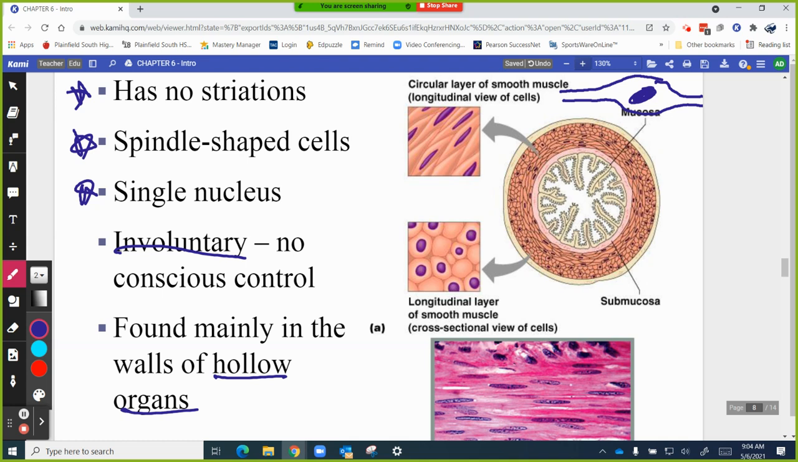Small intestine, large intestine, esophagus. All right, trachea. A lot of those places that we would have that are those basic hollow organs. Your stomach would have smooth muscle tissue in it. All right, but those would be examples that we see there.